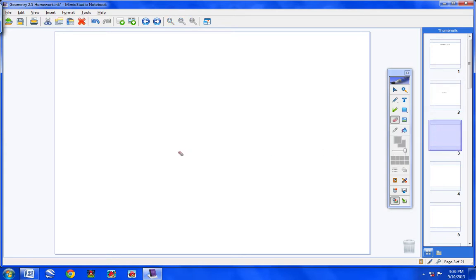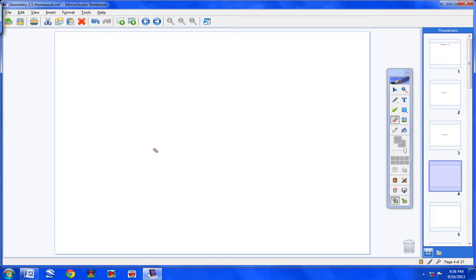Number 2, the then part of an if-then statement or a conditional statement contains the conclusion. The if part is the hypothesis. The then part is the conclusion. All right, moving on to number 3.